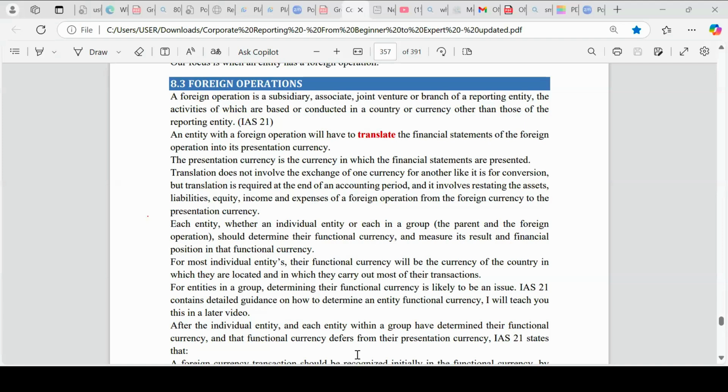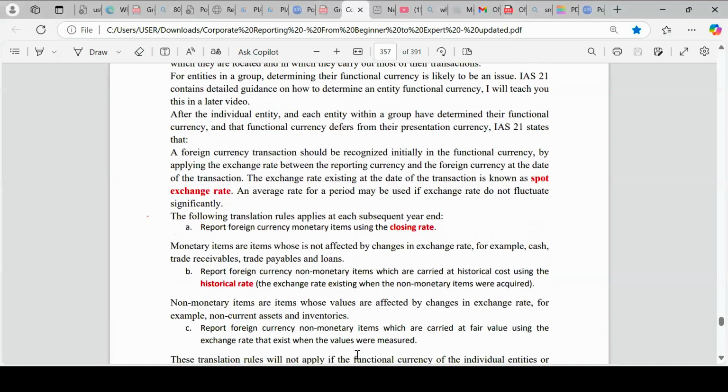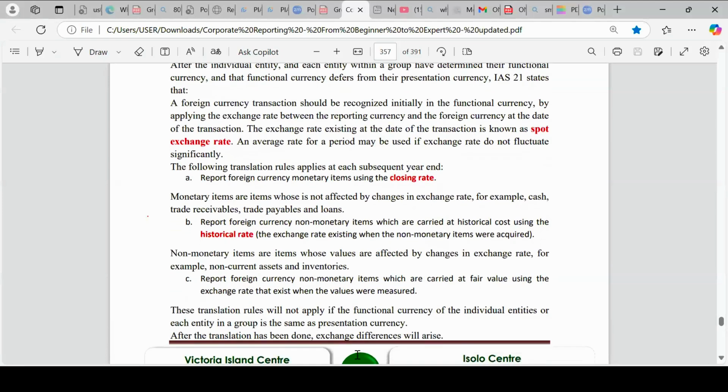But we are going to see more differences in terms of what is the rule that you will apply to translating assets and liabilities, what is the rule you will apply to translating equity, and what is the rule you are going to apply to translating income and expenses. So we're going to look at that now. All right, so I want to skip a few things here and come to this place where we'll talk about monetary items. So what really are monetary items?